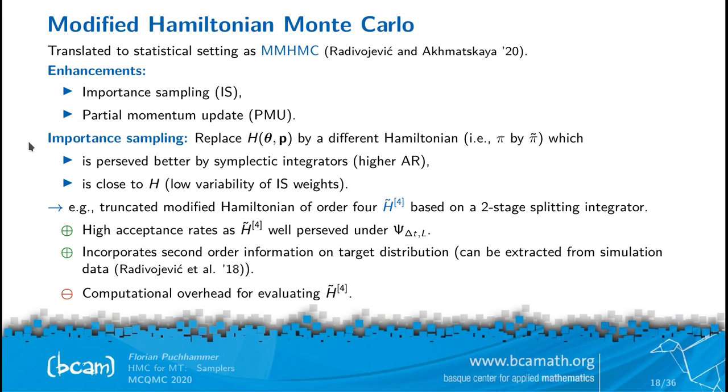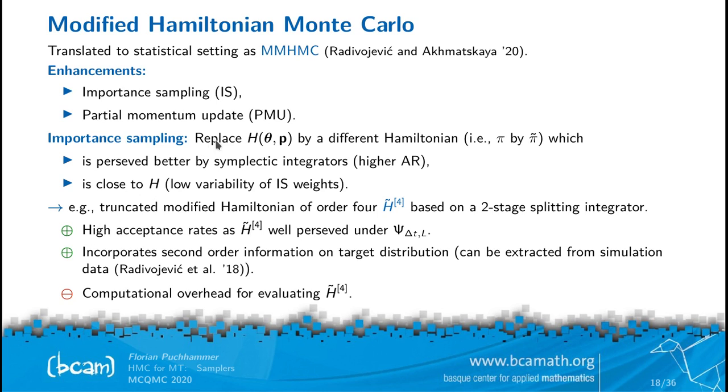So first of all, importance sampling. What we do is we replace the true Hamiltonian by a different one, so the true density by a modified density with two objectives. First of all, the new Hamiltonian should be preserved better by the integrators we use to give a higher acceptance rate. And at the same time, the new Hamiltonian should be close to the old one so that the importance sampling weights have low variability. And a good choice is, I just put the word out there, a truncated modified Hamiltonian of order 4 based on a two-stage splitting integrator.